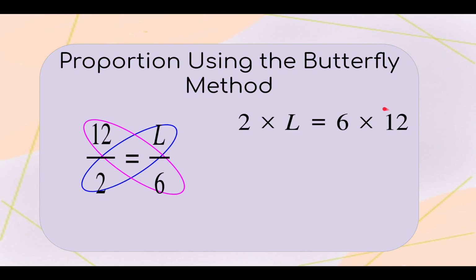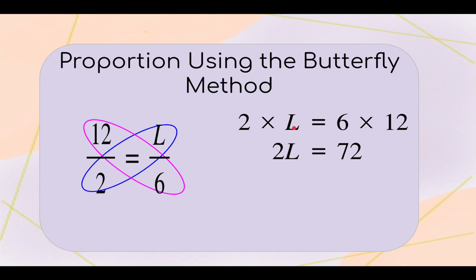So now let's make this equation neater. 2 times L would just give me 2L. Remember, multiplication could be written with an X for multiplication, parentheses, or you can just place two things right next to each other. 6 times 12 would give me 72. So now I have 2L equals 72.